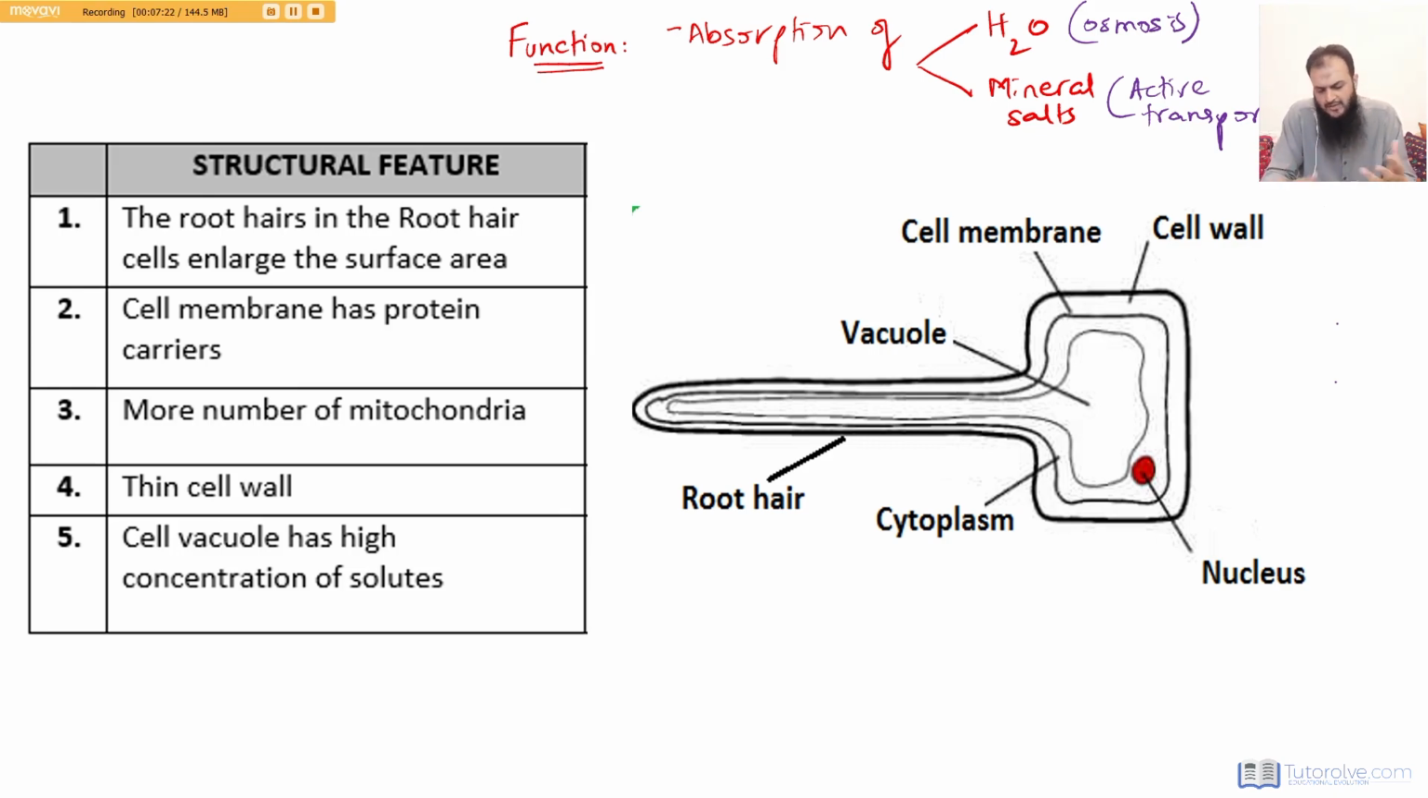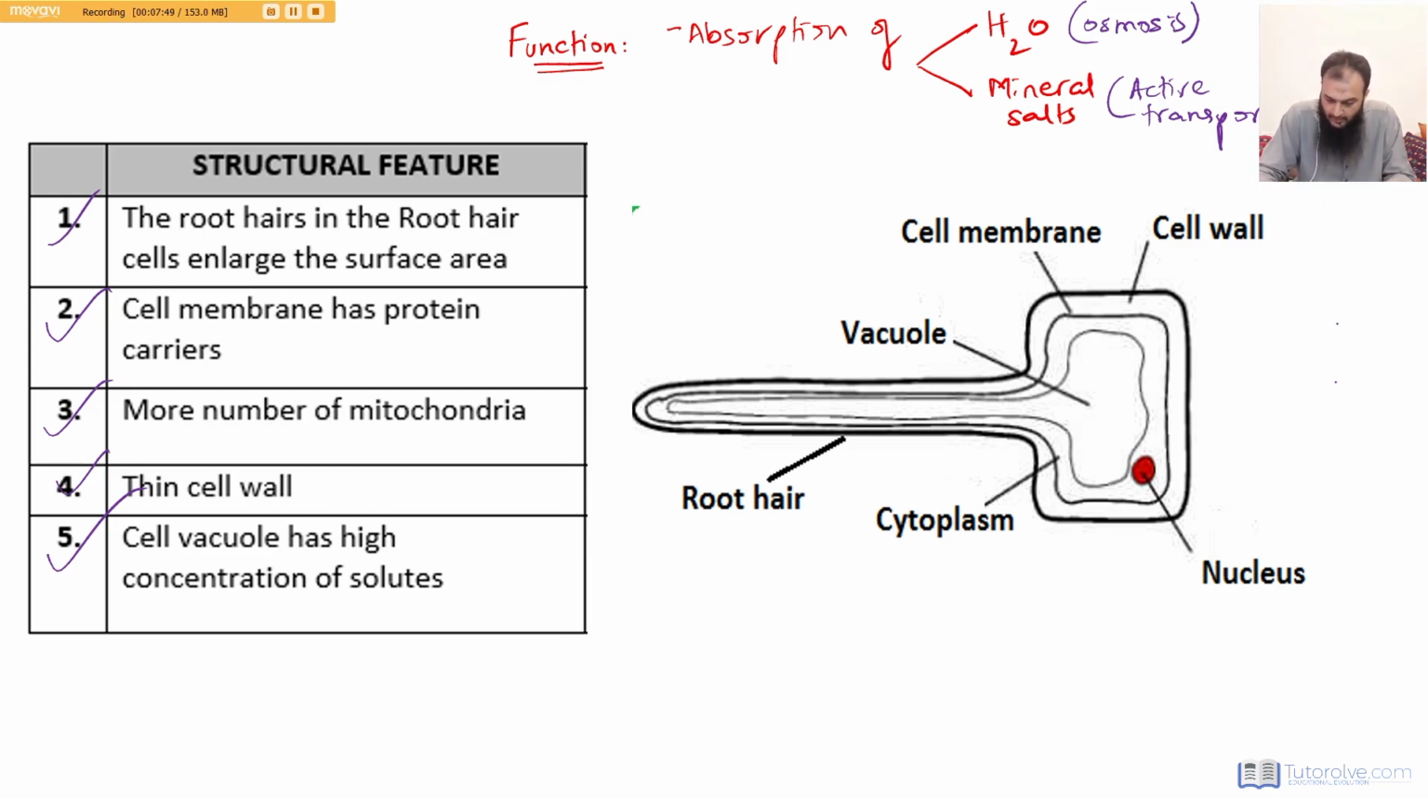Now again, coming to a typical exam style question, for these specialized cells, we have to describe the structure of the root hair cell in relation to its function. So I've listed 5 of the structural features for you. Let's quickly go through them one by one. And on the right hand side you have a diagram of a root hair cell.